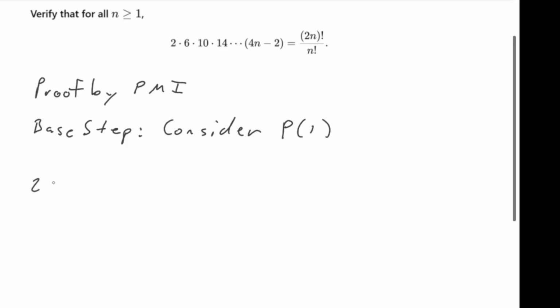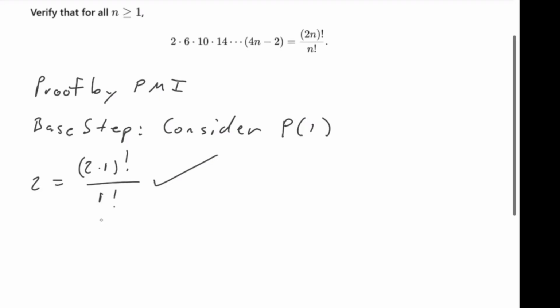So that's 2. Is it equal to 2 times 1 factorial over 1 factorial? Well, yeah, right? That checks out, because 2 factorial is 2, and 2 factorial over 1 factorial is 2, right? So let's go ahead and look at the second one.